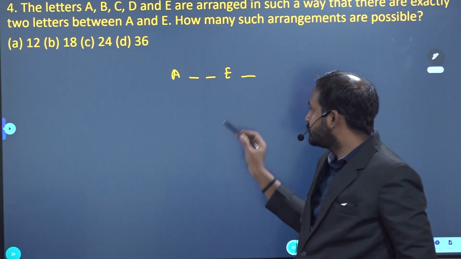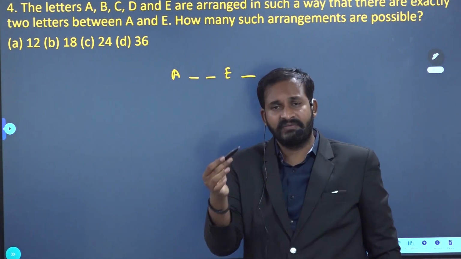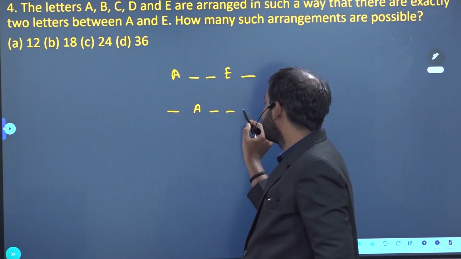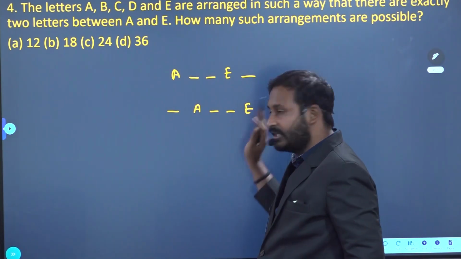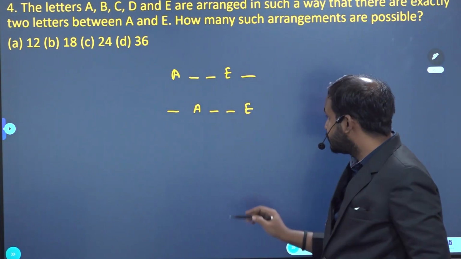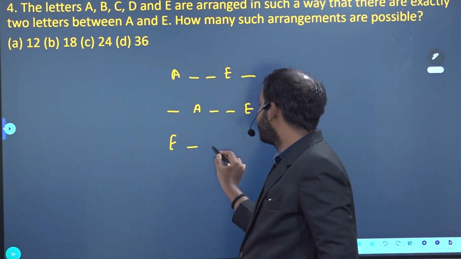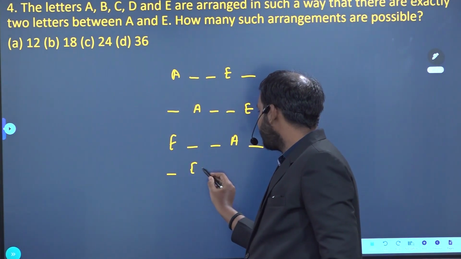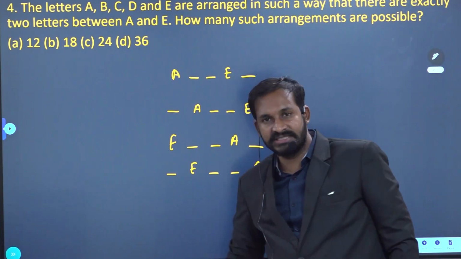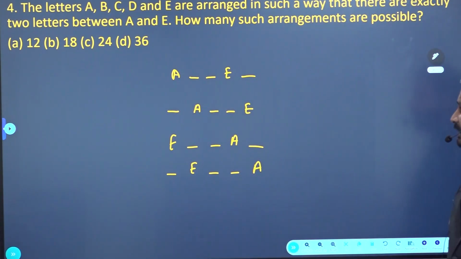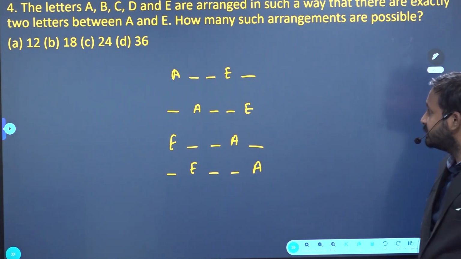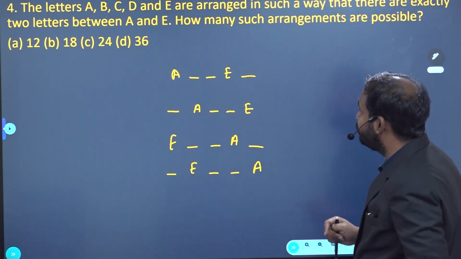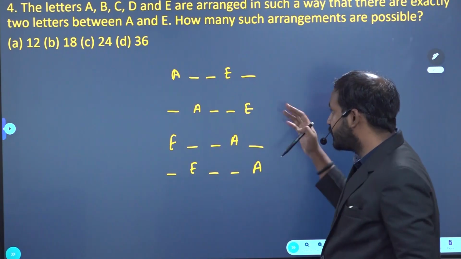Understood students? Or else what is the other position I can have? Generally, we will first solve it generally and then move to the other cases. Either I can have it here or here, nothing more than that. Or else what is the other chance I can have? E first, then A. These are the only chances I can arrange A and E. Is there any other choice to arrange such that only 2 letters are there between A and E? So these are the only possibilities.